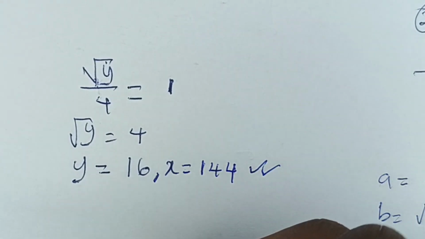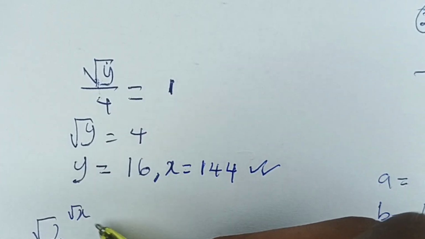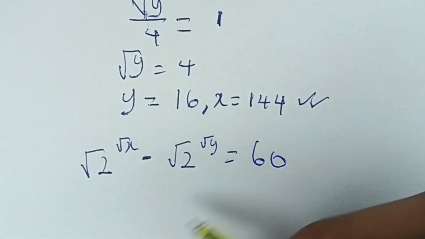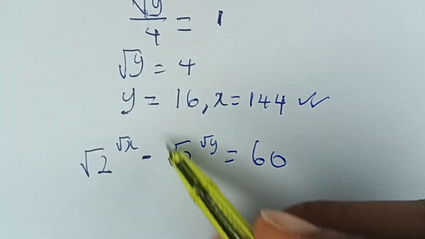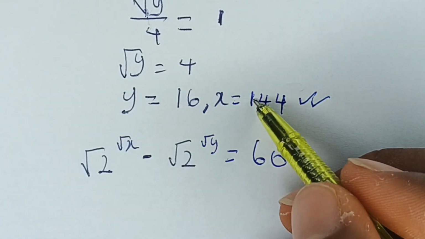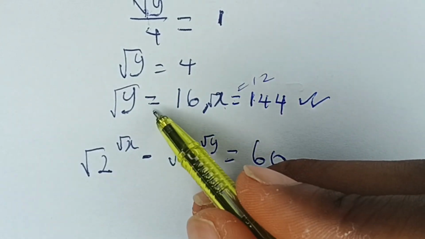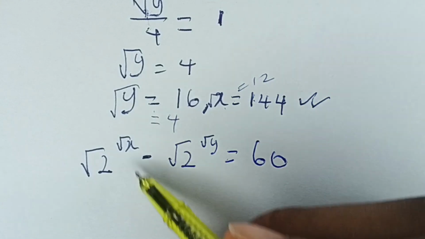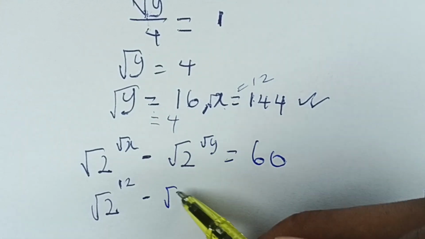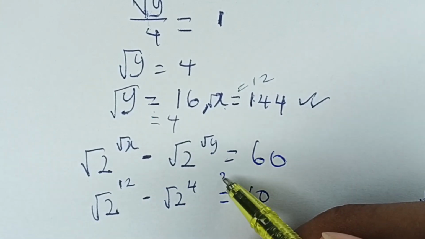Now if you want to test for the answers, let's bring back the question. The question says root of 2 raised to power root of x minus root of 2 raised to power root of y is equal to 60. Now let's substitute for x and y here. So square root of x will be 12 and square root of y will be 4. Okay, so we have here root of 2 raised to power 12 minus root of 2 raised to power 4 is equal to 60, and this is still the question.